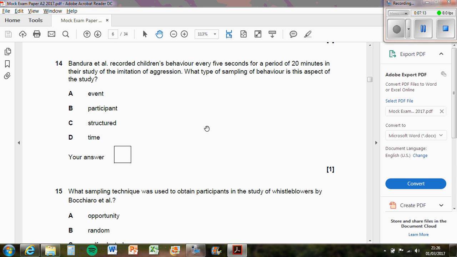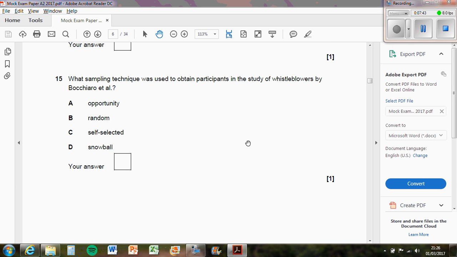Bandura et al. recorded children's behaviour every 5 seconds for a period of 20 minutes in their study of aggression. What type of sampling is this? So you're recording a time interval of 5 seconds, so it's time sampling. Event sampling would be where you record the behaviour every time it happens. So that's not what's being done in Bandura. Structured and participant are both types of observation, they're not types of sampling in terms of observation sampling.